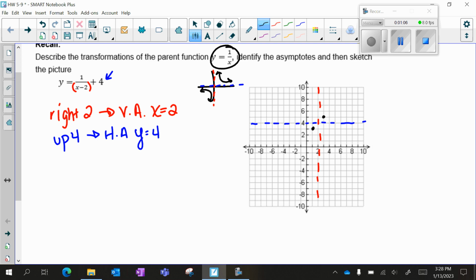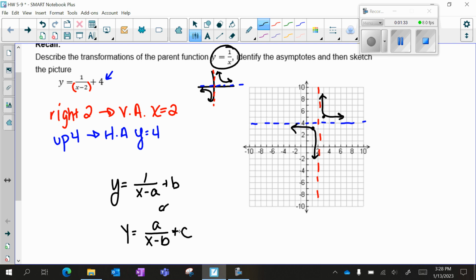I'm going to plot my 2 anchor points and sketch my rational function. So it's easy to identify our vertical asymptote and our horizontal asymptote when our function is in the form y equals 1 over x minus a plus b, or y equals a over x minus b plus c. So if those are the format that you're seeing your function in, your asymptotes are easy to identify. But what I hope you do notice is that your vertical asymptote comes from the denominator. So let's take a look at some others.